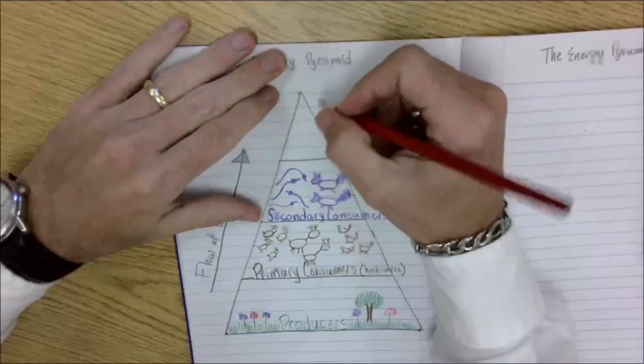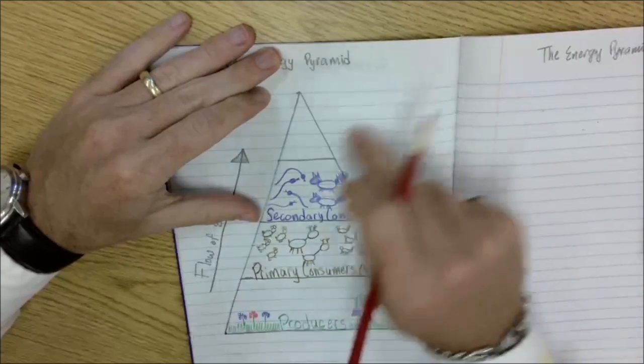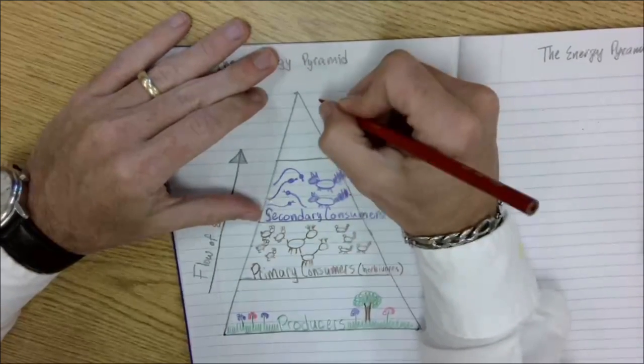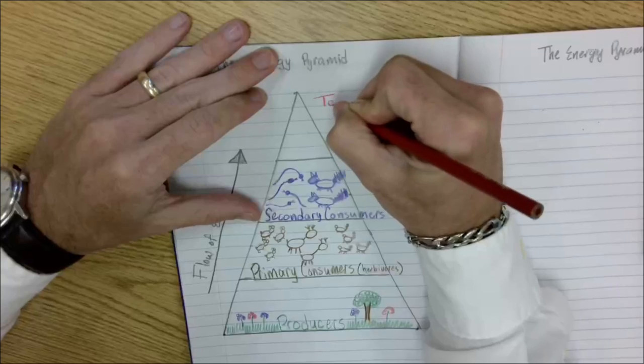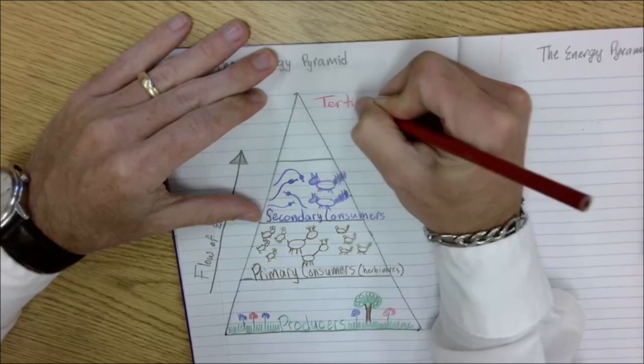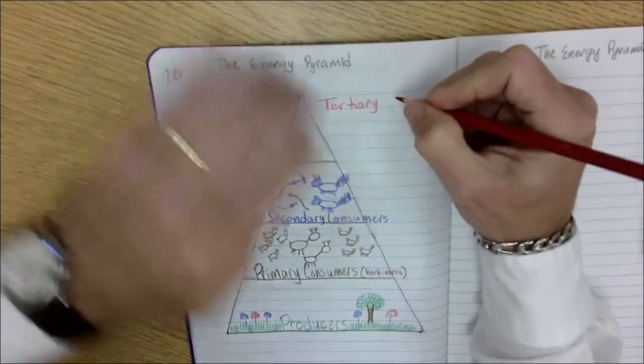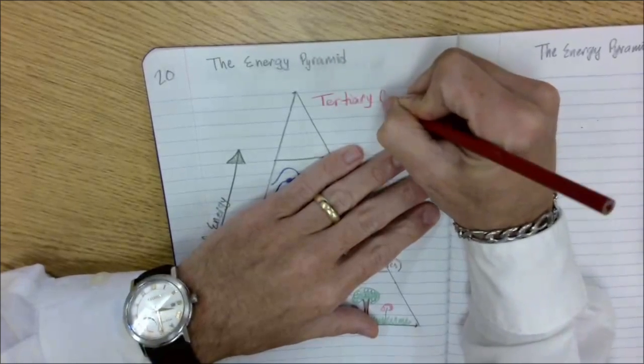This top box is, and write it on the outside because you won't be able to fit it in. This top box are our tertiary consumers.